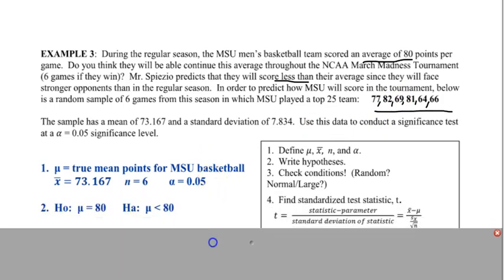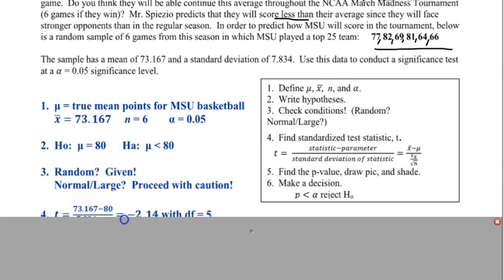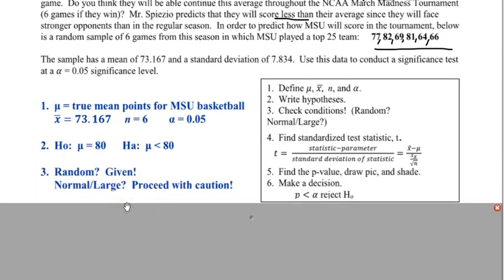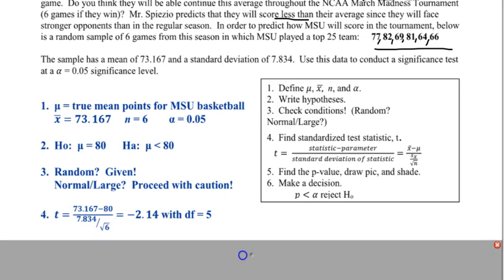On number 2, our H0 is mu is 80. That's right here. But Mr. Spezio thinks it's going to be less, so he predicts mu is less than 80. Number 3, checking conditions. Random was given. We were not told normal, and we only have 6 values, so we proceed with caution. But we keep moving on because it's fun.